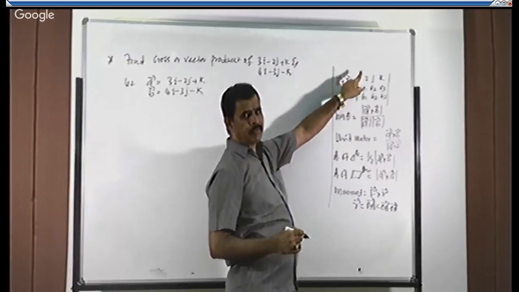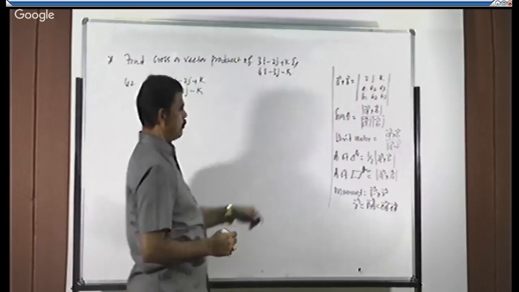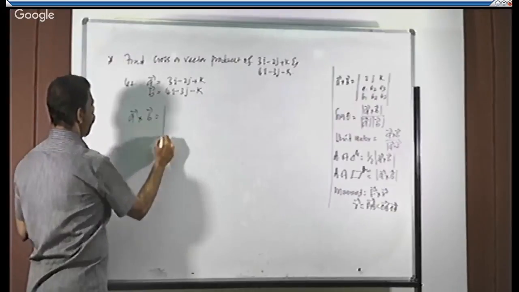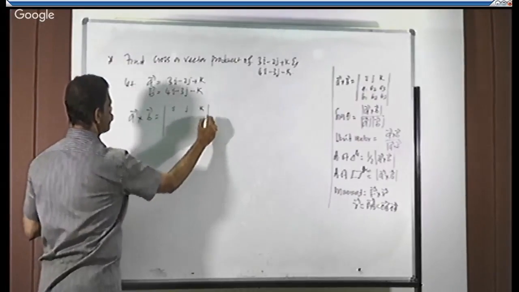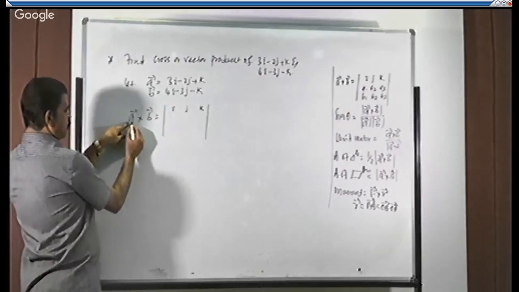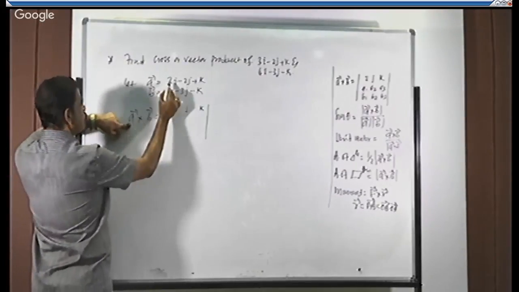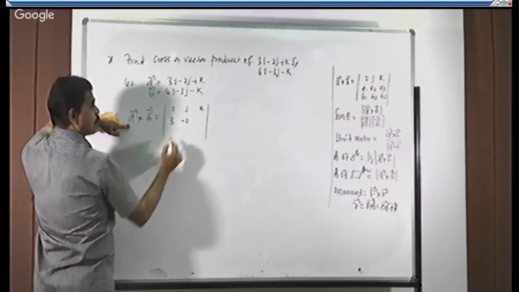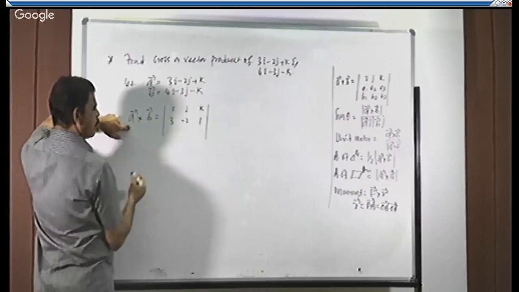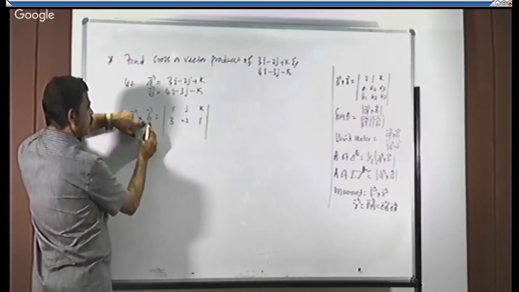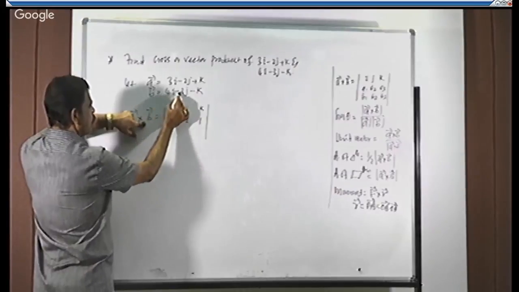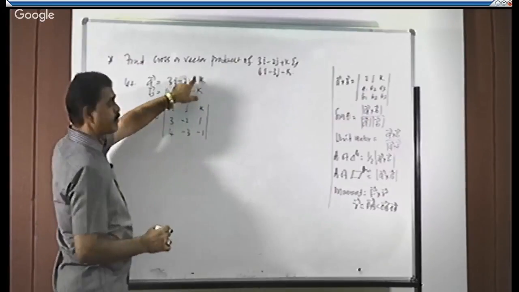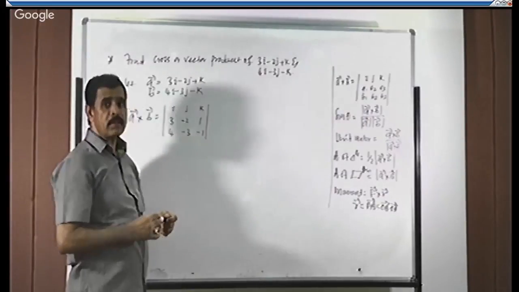A cross B is always in a determinant form, right? So A cross B is equal to i, j, k as the first row. Second row is the constants in vector A, which are 3, minus 2 and 1. Third row is the constants in the second vector, that is 4, minus 3, minus 1. The coefficients of i, j, k should be taken along with their sign.